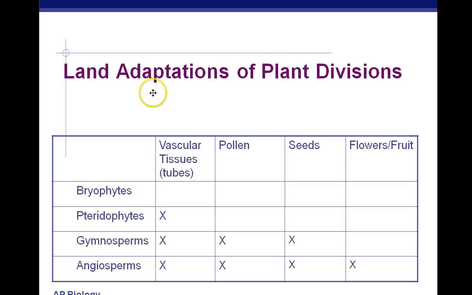Let's go ahead and add to this table here. Under bryophytes, let's go ahead and write underneath it, gametophyte dominant. Gametophyte dominant. And then for pteridophytes, gymnosperms, and angiosperms, sporophyte dominant, with the sporophyte becoming more dominant as we go through time.